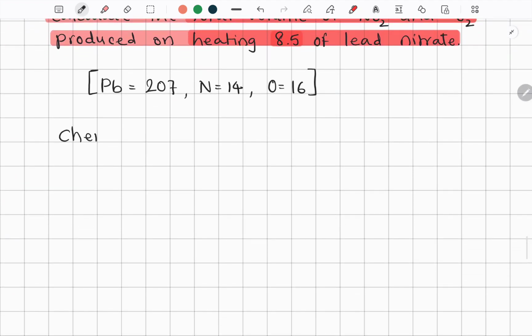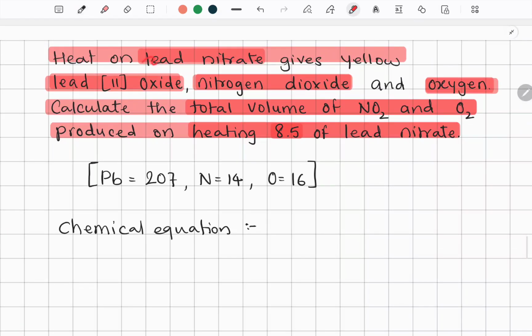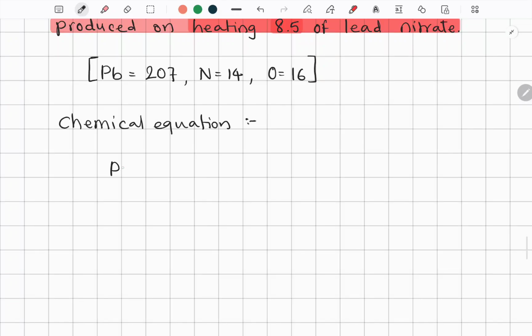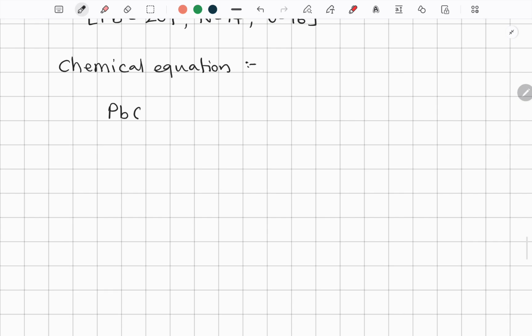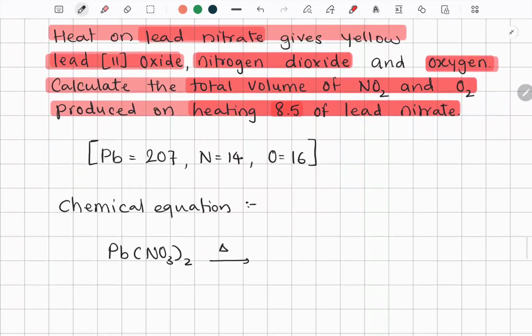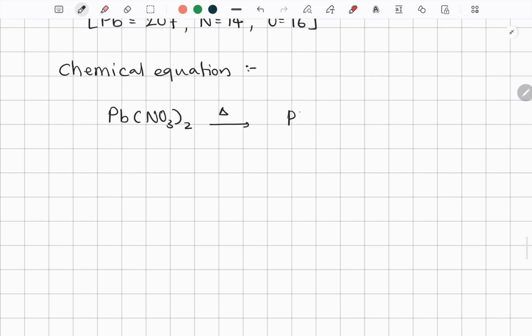So let's write down the balanced chemical equation. What is going to be the balanced chemical equation over here? As it mentions, heating on lead nitrate. So what is lead nitrate? Lead nitrate is Pb(NO3)2, and heating is done on it. When you heat the lead nitrate, what happens? You get the lead oxide, nitrogen dioxide and oxygen. Lead oxide is PbO, nitrogen dioxide is NO2 and oxygen is O2. Am I right? Perfect.